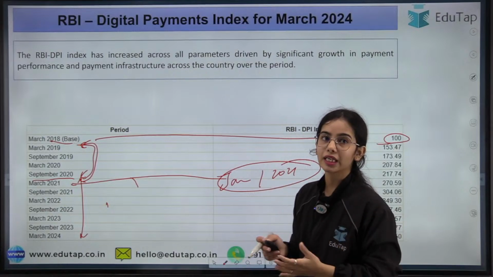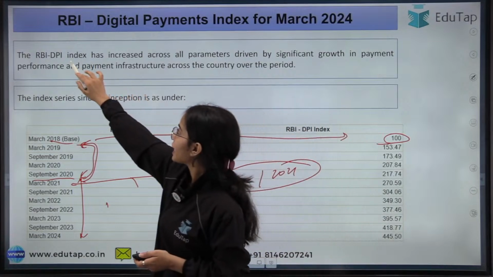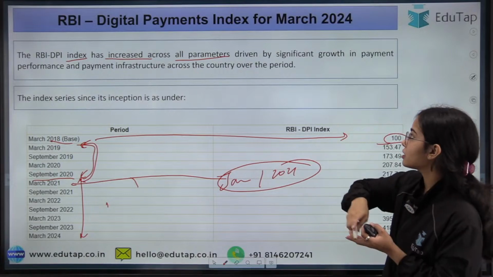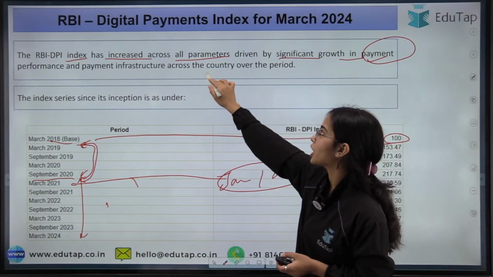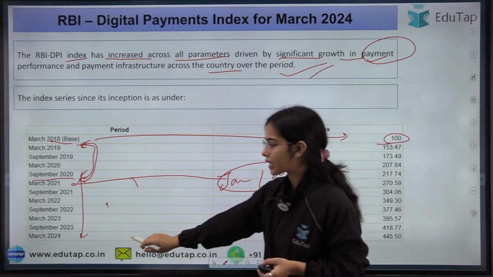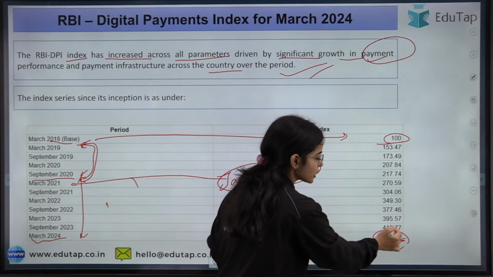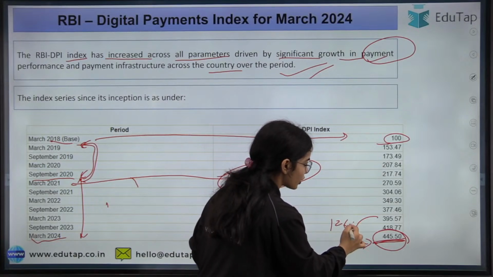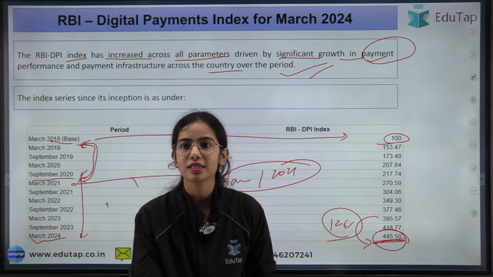Now, what is the current news article? The RBI DPI for March 2024 has been released, and the index has increased across all 5 parameters, driven by significant growth in payment performance and payment infrastructure across the country. The current data for March 2024 is 445.5. From March 2023 to March 2024, there is a growth of 12.6% in digital payments. Now, does anyone have any confusion?